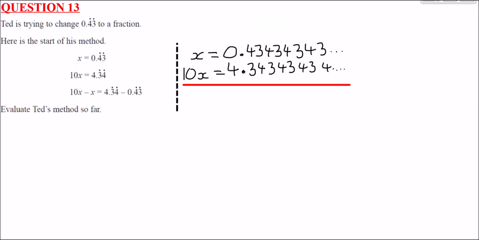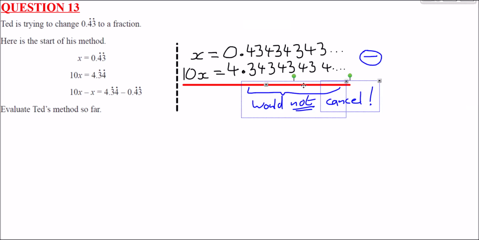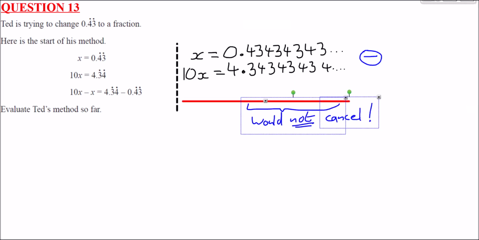So if we attempted to do a subtraction, you don't need to show this to the examiner, but what you need to do is to understand where he's gone wrong. Essentially, these values here would not cancel. And the method only works when you multiply by 10 enough times so that you get cancellations. So multiplying by 10x isn't enough. So what Ted should have done would have been to actually just multiply by 10 again.